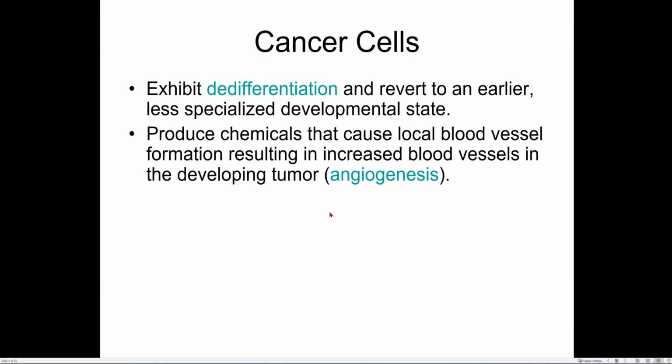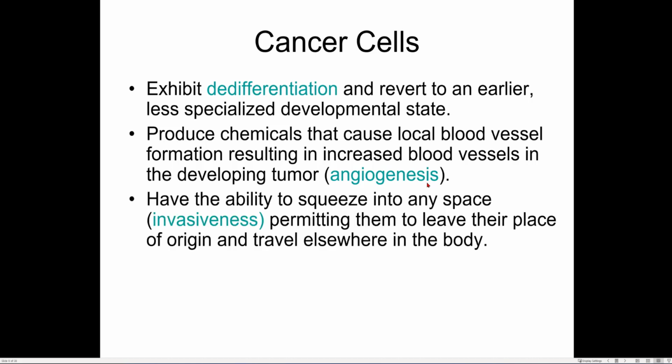Like I said, they revert to a de-differentiated state, to an earlier, less specialized state. They tend to produce chemicals that increase their blood supply. I've already used that term, but I didn't give you this word: angiogenesis. Angio, you're learning from your vocab on the first exam, means blood vessel, and genesis means the beginning, the formation of. So the formation of new blood vessels is angiogenesis. And cancers have a special knack for increasing angiogenesis.